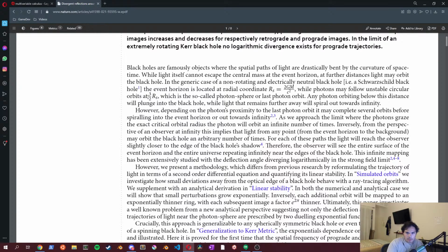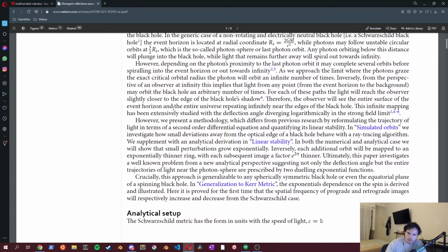Okay, interesting. So I'm not sure why photons can't rotate. Seems like photons can orbit exactly at this distance if you have a Schwarzschild black hole. So that's interesting. And I guess this is called the photon sphere. Any photon orbiting below this distance will fall into the black hole, while light that remains further away will spiral out towards infinity. So we'll escape the black hole. I mean, it's not inside the black hole, but it'll shoot off.